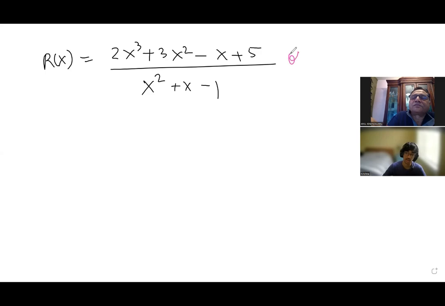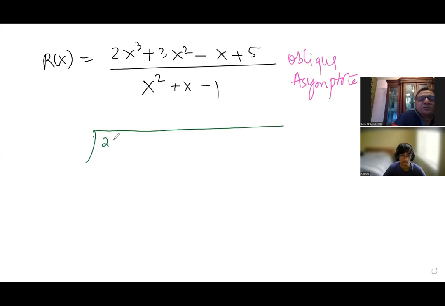Would it be... no, I'm not exactly sure. So we should divide the numerator by the denominator. If we divide, what happens? Let's just check it out. So we'll do long division, simple. You could do synthetic division also. 3x squared minus x plus 5 dividing by x squared plus x minus 1.